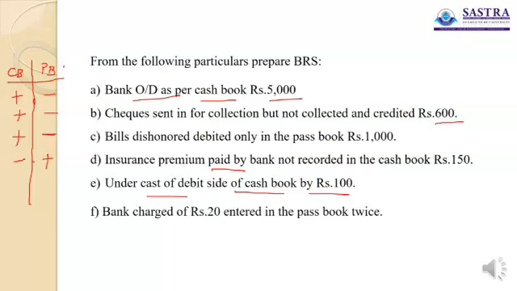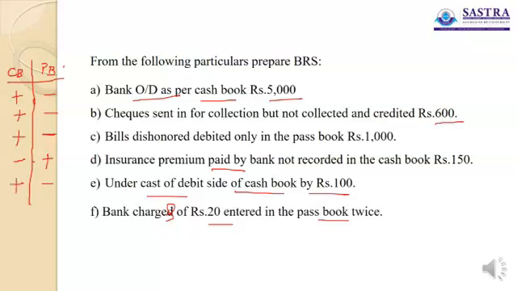Then bank charges of rupees 20 were entered in the passbook twice. So that keeps the passbook balance additionally deducted or lesser, whereas the same thing has not yet been made in the cash book, which keeps it higher.